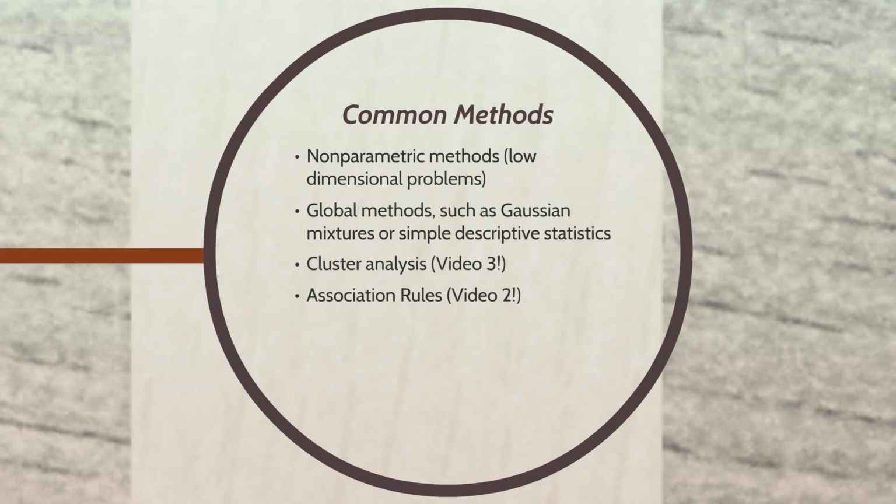So these are some of the common methods. We're going to cover cluster analysis and association rules in more detail. Non-parametric methods and global methods we're going to mention and then kind of leave aside simply because we don't have time to dive into all of these different topics in depth in this introductory course. But it's still good to know that they are available and out there because they are beneficial in some scenarios, like the non-parametric methods in low-dimensional problems. However, when we start to get thousands or tens of thousands of dimensions based simply on the number of inputs that we have, that is when we're going to be using things like cluster analysis and association rules, which we will talk about more in the later videos.